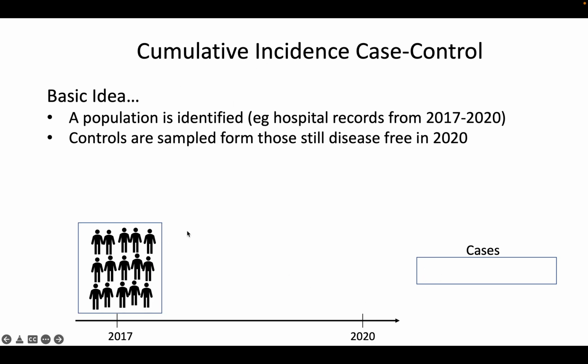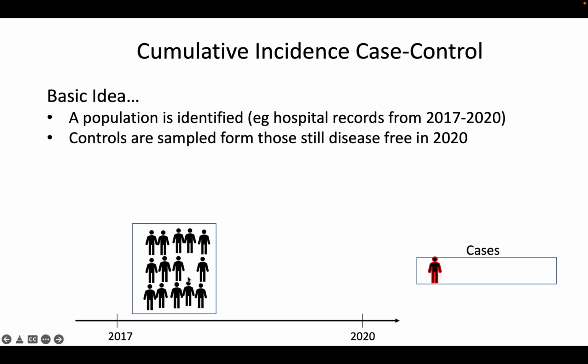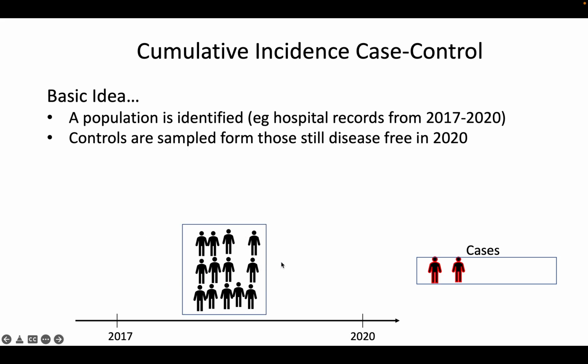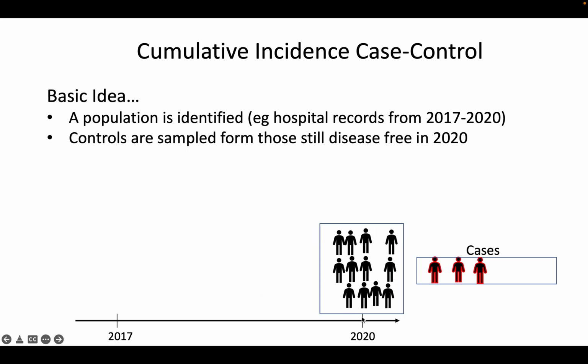Cumulative incidence is a different approach, where you select your cases as time goes on, and only once you get to the end of this study period do you sample from those who didn't become cases, and you choose those as your controls.